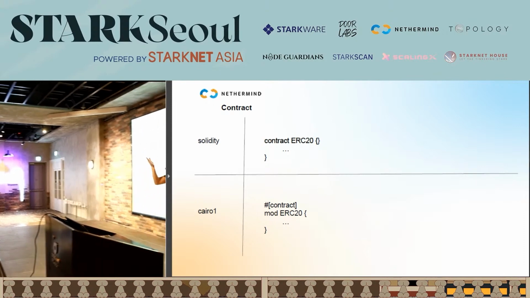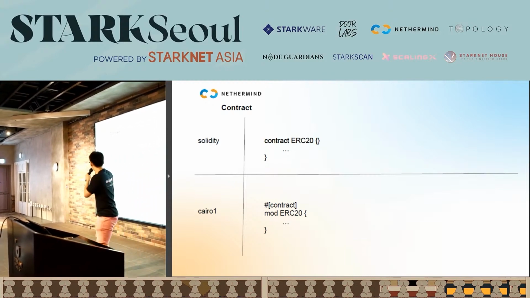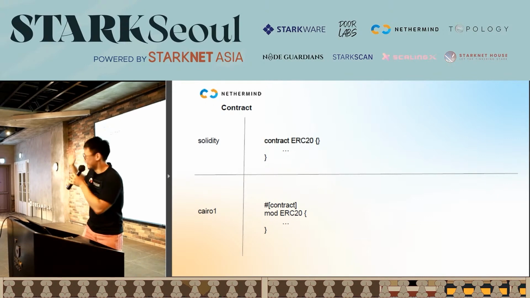In Cairo 1, it is very similar. You just have a macro like hash contract and mod ERC20. This is just so easy. Nothing much to share about.